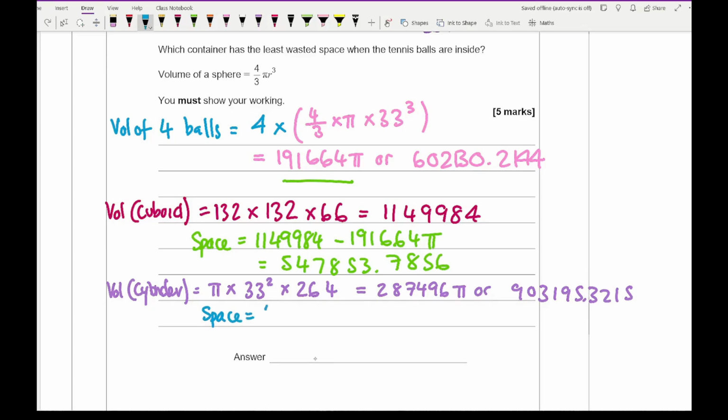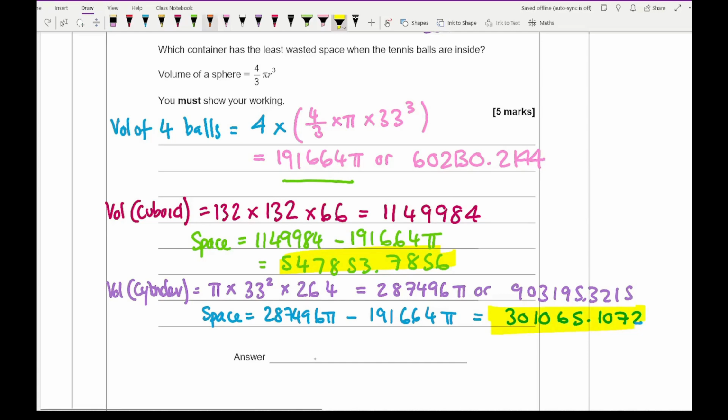So then the space for this is going to be those two numbers taken away, so it's the volume, which is 287,496 pi, minus the volume of the balls, which is 191,664 pi, and that gives me a total space of 301,065.1072. So the question is, which one has the least amount of wasted space? Comparing this answer to the one here, which one's smaller? Well, it's going to be the cylinder.